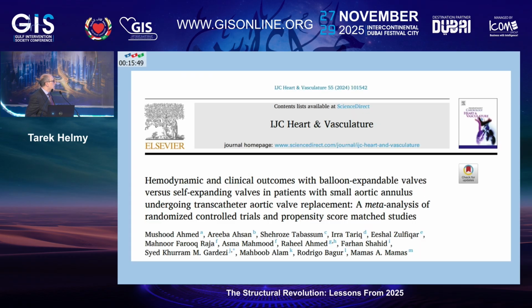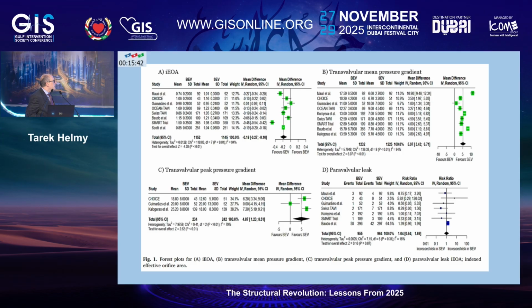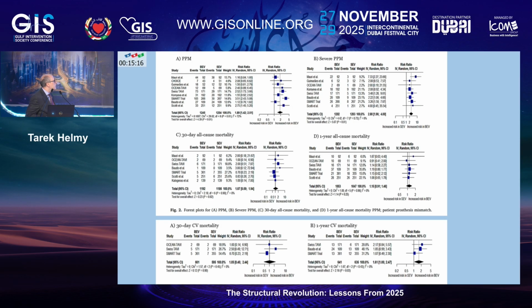So, a meta-analysis of randomized controlled trials and propensity score matched studies for balloon expandable versus self-expanding. It's a hot topic. As you can see here, again, effective orifice area favors self-expanding. Transvalvular mean pressure gradients favor self-expanding. Over to the right, I do apologize for no laser. Transvalvular peak gradient again favors self-expanding, and the paravalvular leak was no different. So you can understand that if you have a small annulus, you probably want to consider your options here.